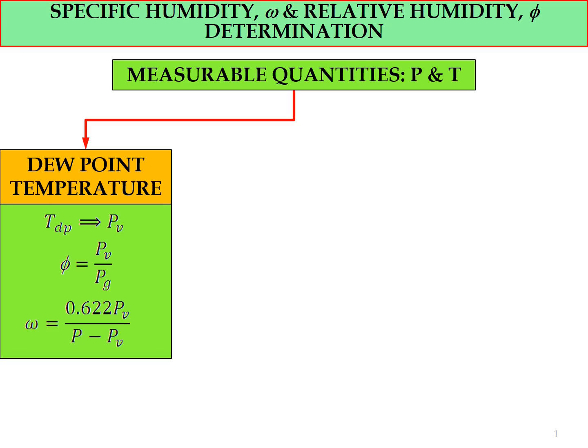And then we also can determine the value of omega, specific humidity, by using this formula where omega equals 0.622 PV divided by total pressure minus PV. We just substitute the value of PV, and the total pressure we already know because the value is equal to 1 atm.